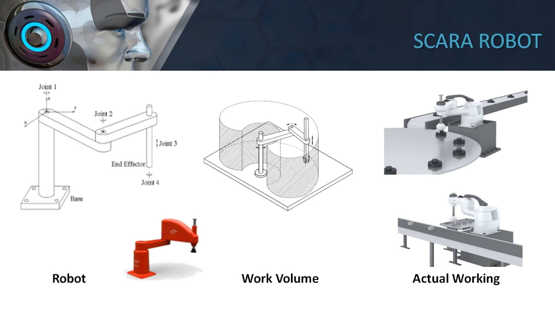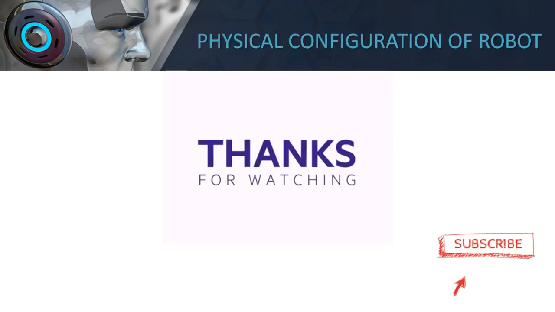It is most widely used nowadays because of the flexibility that it can give, and it can move much faster, and the accuracy that the SCARA robot gives is very good. So that is why the SCARA robot is predominantly used nowadays in all the industries.